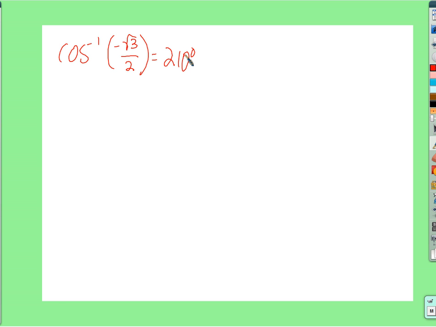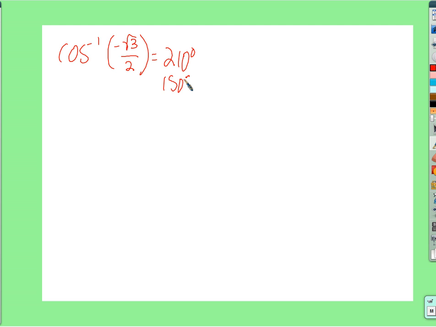210? Yeah. Anybody else give me the other angle? So we have that same problem again, where we're getting multiple outputs, so we have to decide which output is it. Which output will be the output for the inverse cosine of negative root 3 over 2? 30 doesn't have the cosine of negative root 3 over 2. It's the cosine of positive root 3 over 2. 150? Is it 150? It's really an opinion thing.